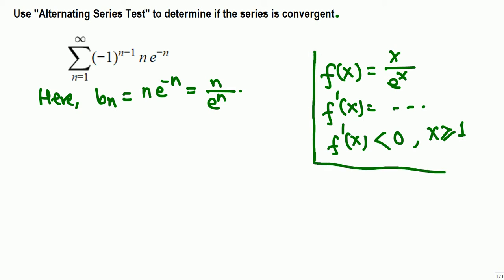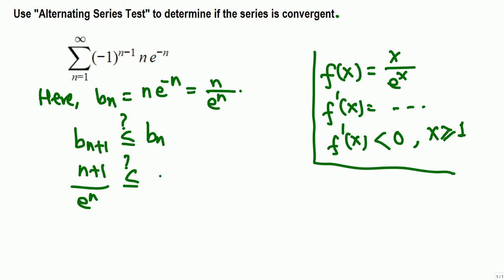That would work. Or in short, we can just show the next term b_(n+1) is less than or equal to b_n. That is, the next term n is n plus 1, so (n+1) over e^n is less than or equal to n over e^n. By the way, for b_(n+1) replace n by n plus 1: (n+1) over e raised to n plus 1. Is the left-hand side less than or equal to the right-hand side?